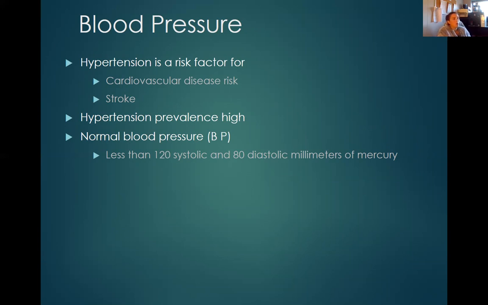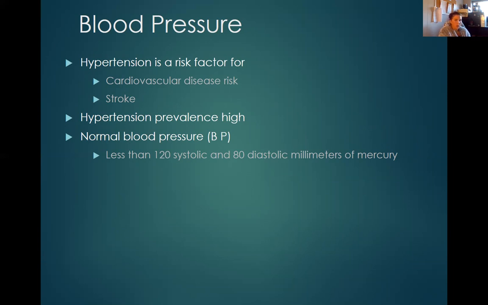And so when that occurs in the vessels feeding the blood supply to the heart, that puts us at higher risk for cardiovascular disease. Same thing in the brain. The blood vessels supplying the brain are small enough that as they are damaged, they're putting us at higher risk for incidence of stroke.